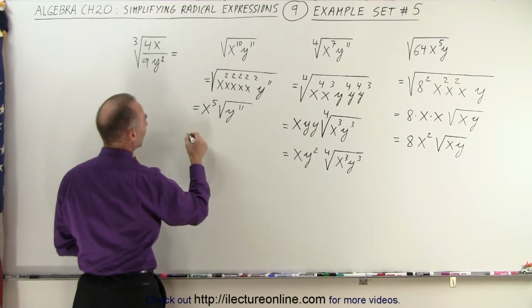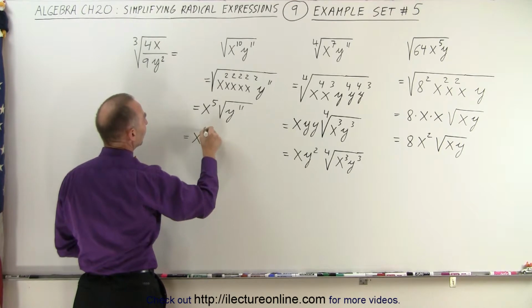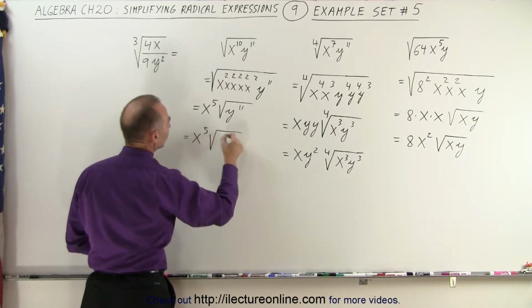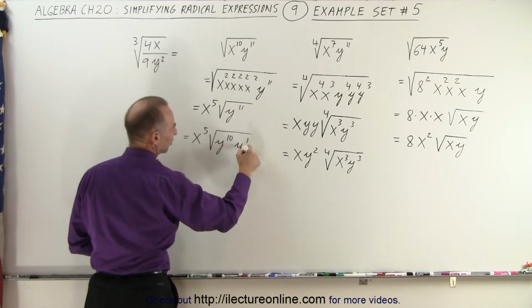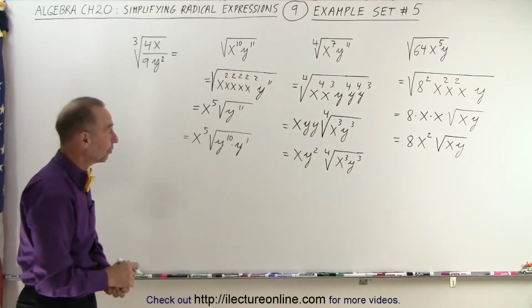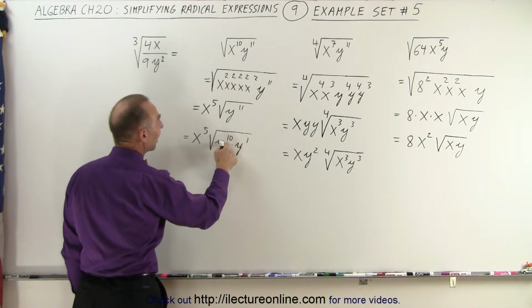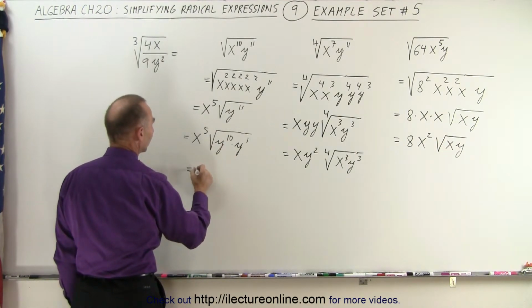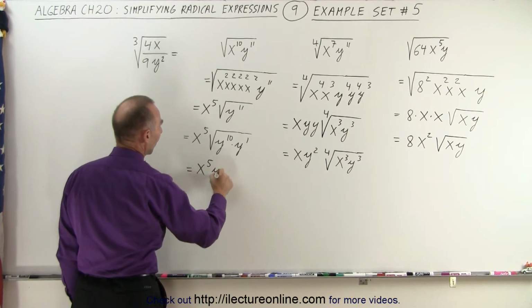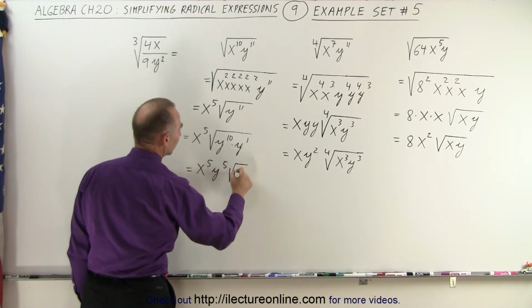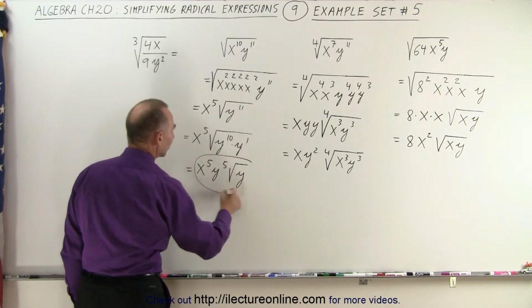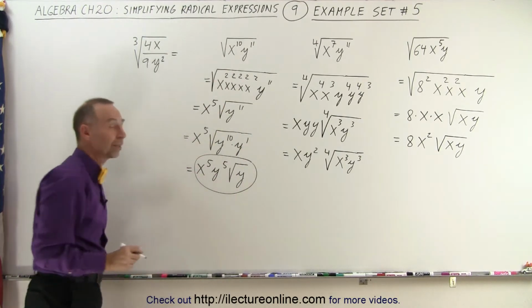I can do the same over here. This can be written as x to the 5th times the square root of y to the 10th times y to the first power. Of course, I don't have to write to the first power, but just for clarity. And notice when I take the square root of y to the 10th, I get y to the 5th. So this is equal to x to the 5th, y to the 5th, times the square root of y. And that's how we simplify this expression right there.